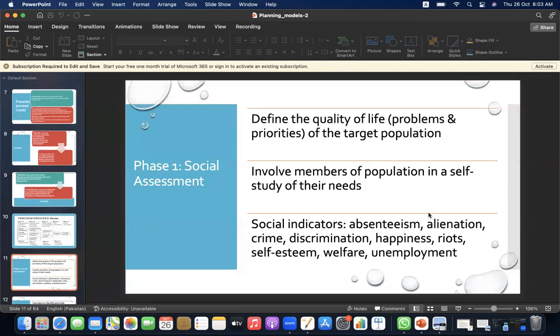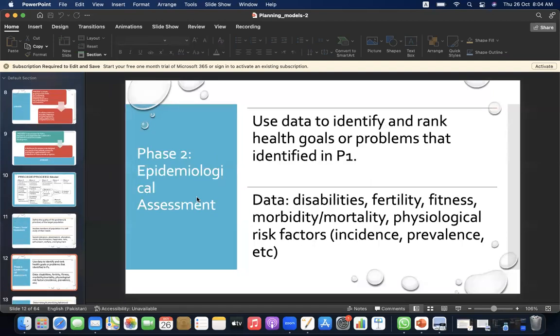So let's start to understand the different phases here. Phase 1 is basically the social assessment phase. It defines the quality of life, problems, and priorities of the target population, and involves members of the population in a self-study of their needs. Social indicators are absenteeism, alienation, crime, discrimination, happiness, self-esteem, welfare, and unemployment.